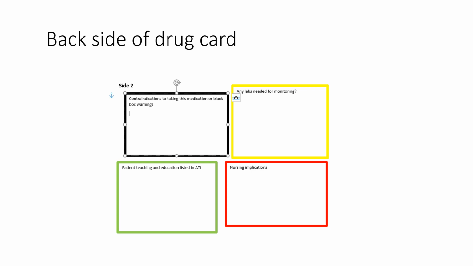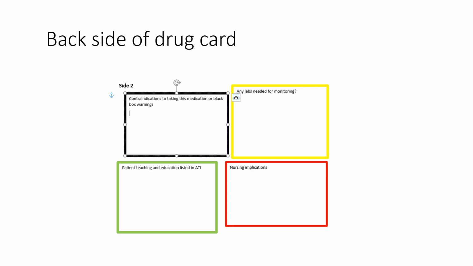But the back side of the drug card should have, at minimum, the contraindications to taking the medication, or a black box warning. So for acetaminophen, if I have a liver condition, like hepatitis or cirrhosis of my liver, I shouldn't take Tylenol. That would be the black box warning. Are there any labs needed for monitoring? Well, I probably need a liver panel if I'm taking a lot of Tylenol. And then patient teaching and education that you see in ATI, and what are some nursing implications?